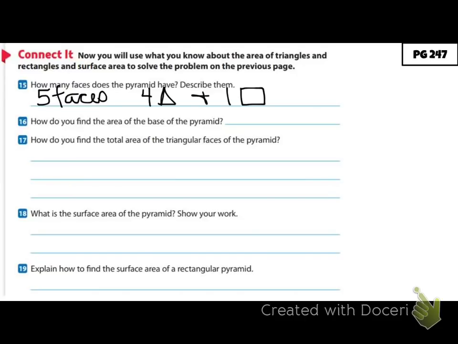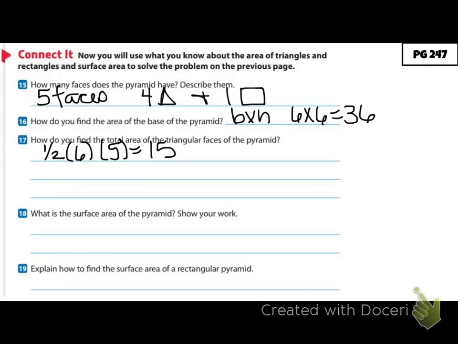So 16 says, how do you find the area of the base of the pyramid? Well, we do base times height, which in this case is 6 times 6, which equals 36. How do you find the total area of the triangular faces? Well, like I said, they're all the same shape and size. So I'm going to do 1/2 times the base, which is 6, times the height, which is 5. Half of 6 is 3, and 3 times 5 is 15. But I have 4 of them, so I multiply that times 4. 15 times 4 would give me 60 inches squared. And this is also inches squared.